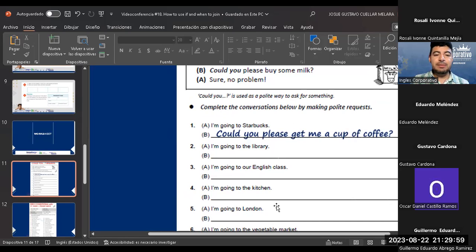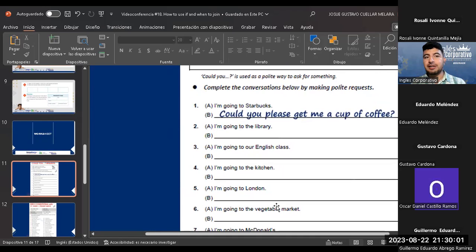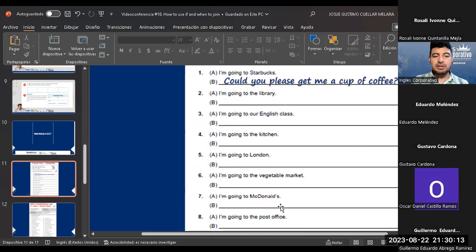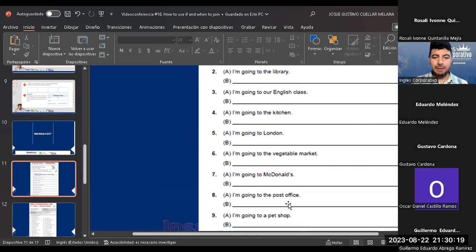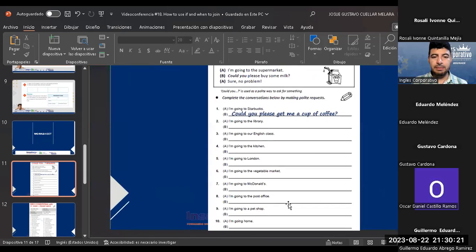So these other phrases and situations, we have to use could for a question, and we are asking for a favor. Y estamos pidiendo un favor. ¿Me podrías traer tal cosa? ¿Podríamos ir? ¿Podríamos practicar? ¿Podríamos prepararnos? ¿O podrías prepararte? ¿O podrías comprarme tal cosa? Okay. So, I'm going to McDonald's. I'm going to the post office. I'm going to a pet shop.